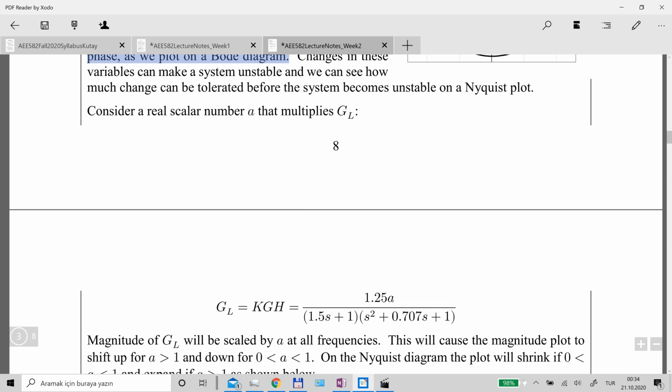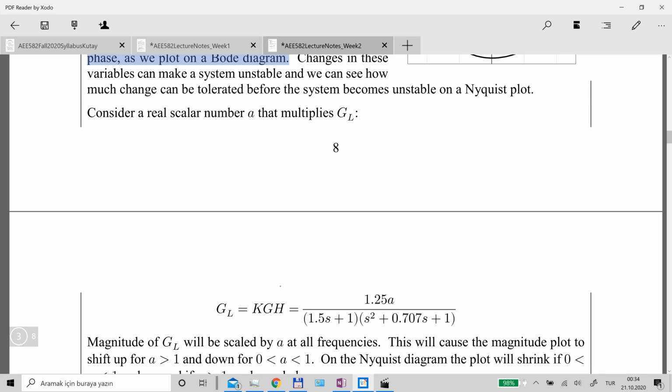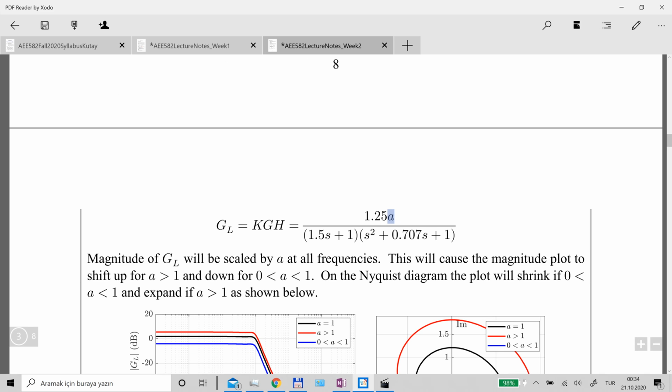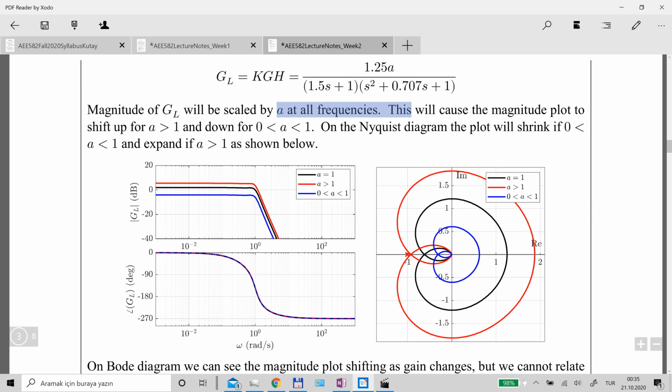Consider that your model gets a coefficient a. This a is an unknown coefficient, and this will cause the entire magnitude of this transfer function to change at all frequencies. So let's see how these Bode and Nyquist plots change for different values of a. When a is equal to 1, this is our nominal system. The nominal magnitude plot is this one, and the phase plot is shown here, and the black one is the nominal Nyquist plot for our system.